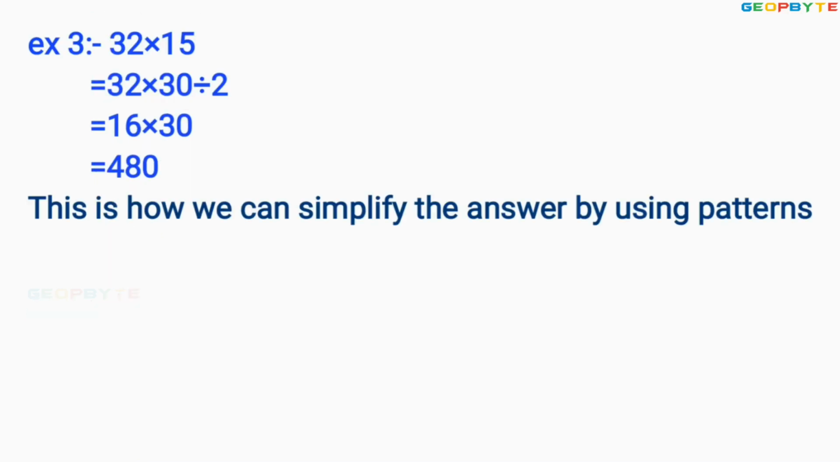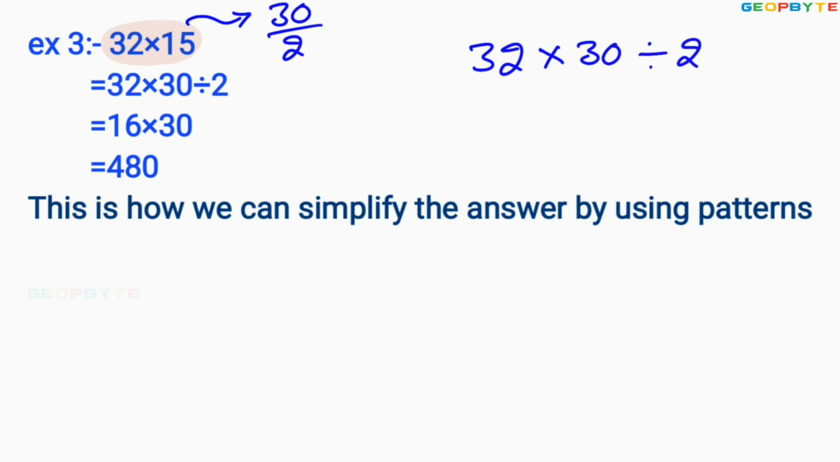Let us take another example. 32 multiplied by 15. Here 15 is your pattern, which can be written as 30 divided by 2. Then 32 multiplied by 30 divided by 2. First you have to do the division. 32 divided by 2 is 16. Now multiplication. 16 multiplied by 30 is 480. That is how you can simplify whole number multiplication by using the patterns. So the conclusion: this is how we can simplify the answer by using the patterns.